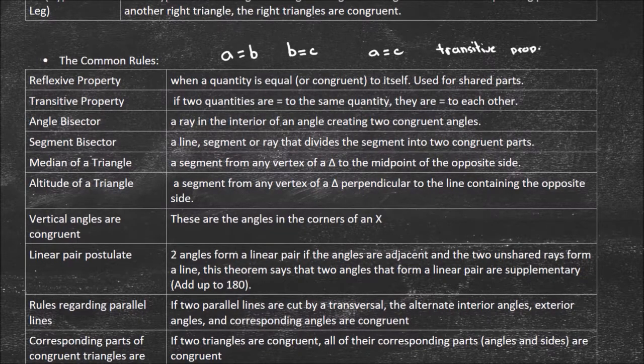I know that can sound weird too, so I recommend you write down these examples because they really bring the rules to light and help you understand them a little better. Transitive property is what makes that true. All right, next one. Angle bisector.